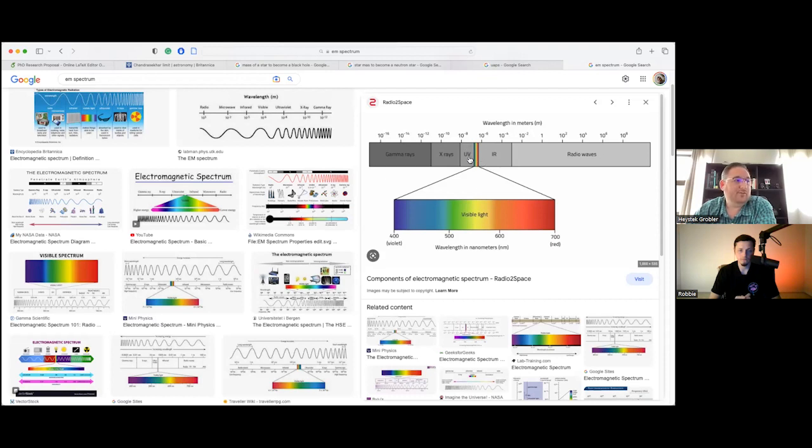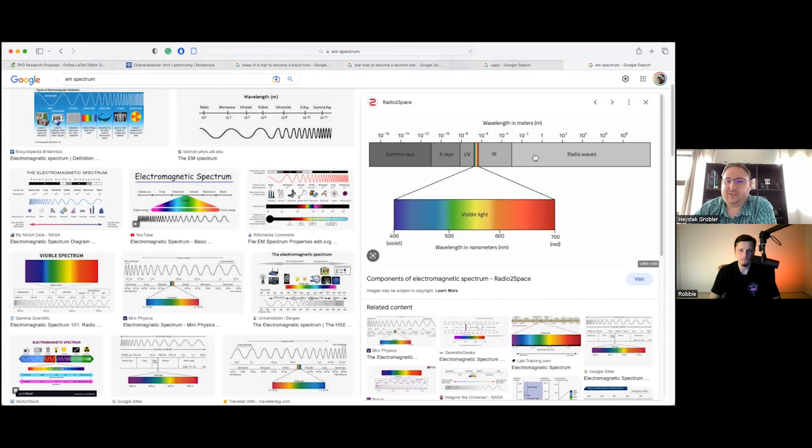Then we have UV that we can detect, and UV, when we are sunbathing, causes your skin to be irritated and burned. Then on the right, we have our infrared. That is where the majority of the heat from the sun we can feel on Earth comes from.